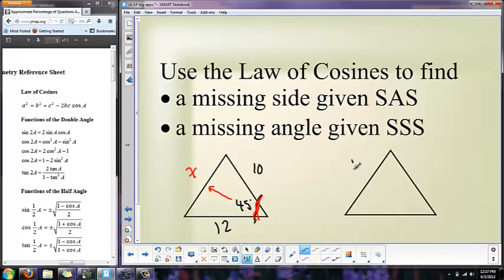So if you know that this is a 12, a 13, a 14, you can use it to figure out a missing angle. In this case, it doesn't matter which angle you use. Say I choose this angle, all I'm going to do is in my equation, I'm going to write this side length first. If I wanted to find that angle, I would use this side length first, and if I wanted to find that angle, I would use this side first. So you might want to write this down: use it to find a missing side, given side angle side, or a missing angle if you know all the sides.